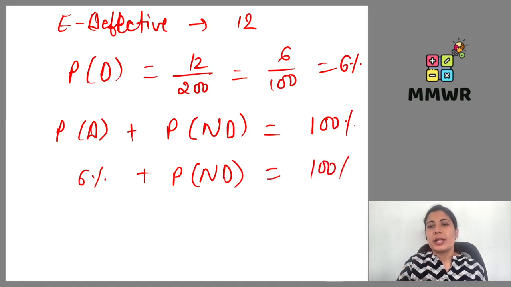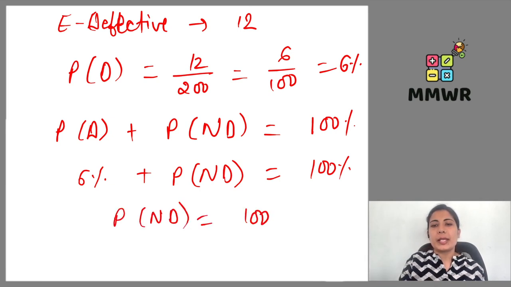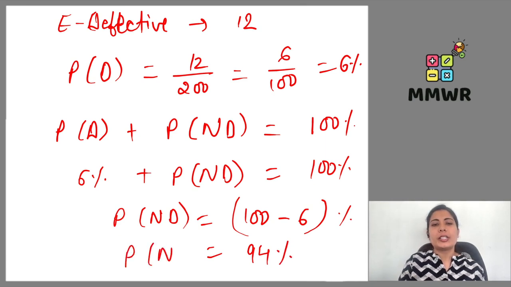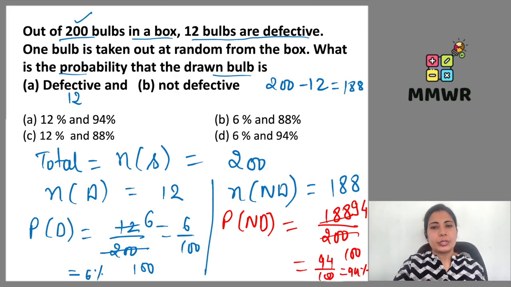So 100%. Now 6% can be easily transposed to that side. So probability of non-defective bulb is going to be 100 minus 6%, or 100% minus 6%, which further gives us 94% probability for non-defective bulb. So here is the answer and here also. So the answer should be 6% and 94%.